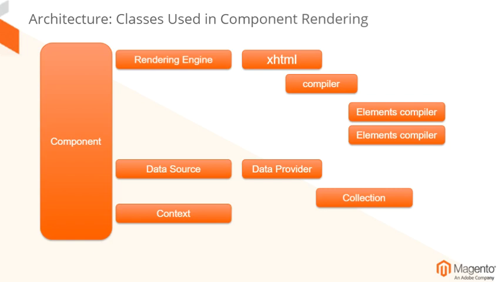The root component usually starts with an XHTML template, which can be compiled in PHP. This process is initiated by the toHTML method. A further rendering process then continues on the JavaScript side. The data for a component is provided by two special classes, data source and data provider.